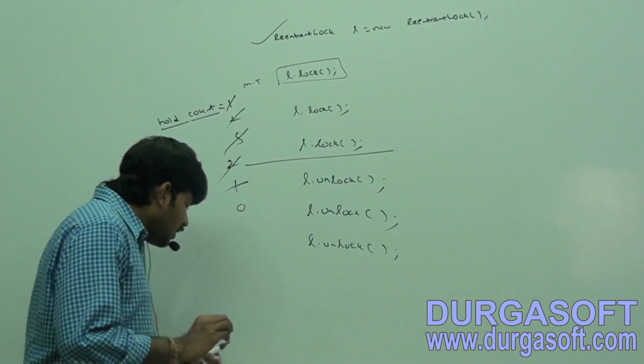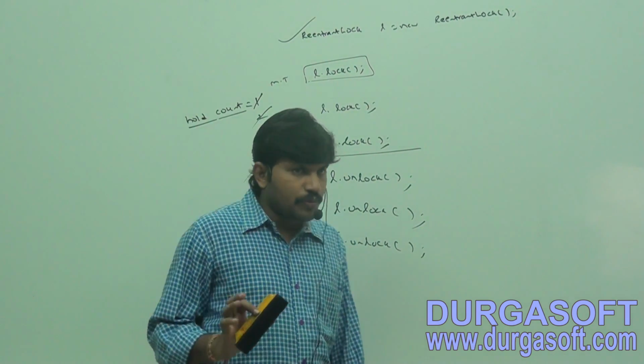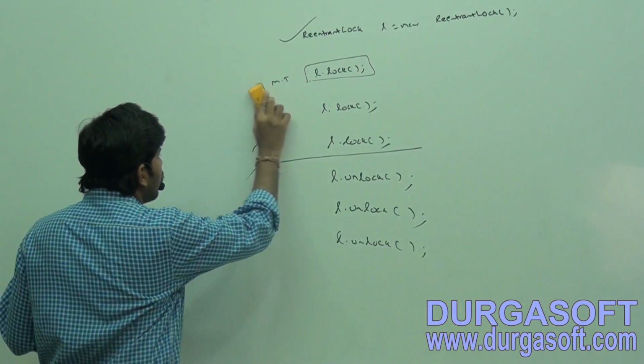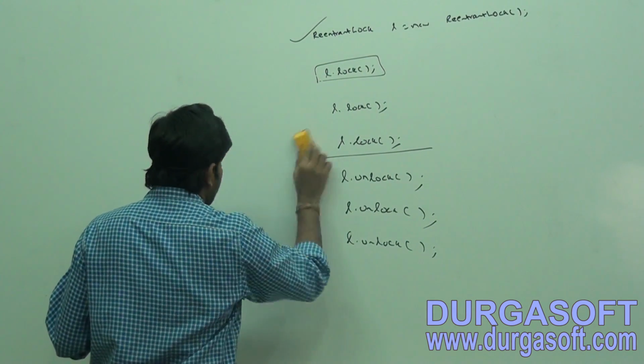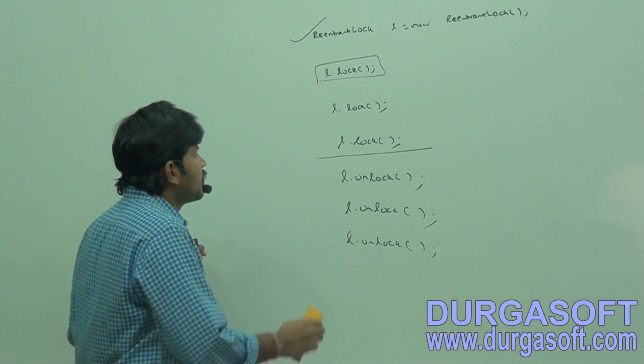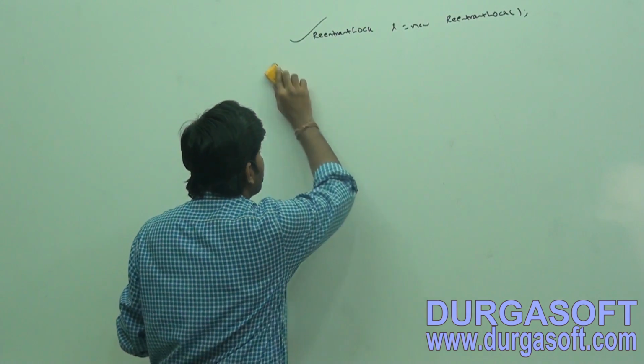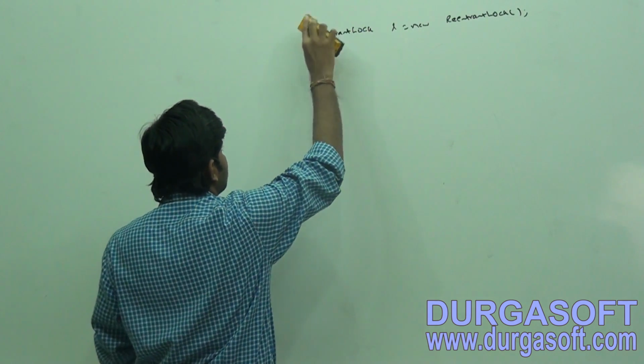So what is the meaning of re-entrant? Now the terminology is very, very clear for you people, right? Okay, so hold the count like this. Is it clear for all of you? ReentrantLock l = new ReentrantLock(), like this. Okay. Next, keep the subheading: constructors.